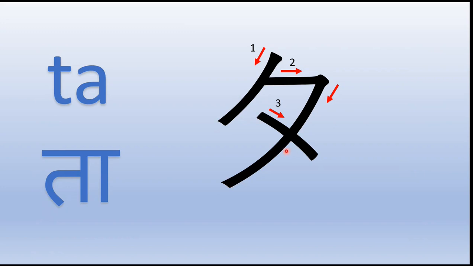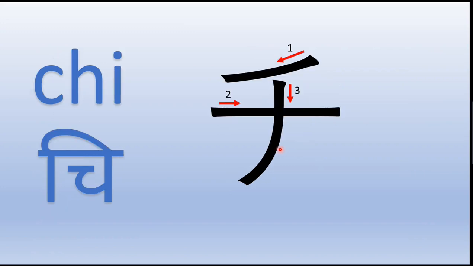Chi is written as this. The first stroke will be from right to left. This needs to be carefully understood: it will not be from left to right, but from right to left in this direction. The second stroke will be a horizontal stroke like this, and the third stroke will be a vertical stroke like this. And this needs to be carefully observed, that strokes 1 and 3 don't touch each other.